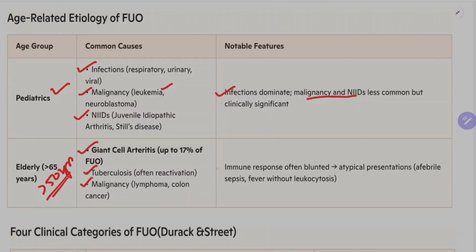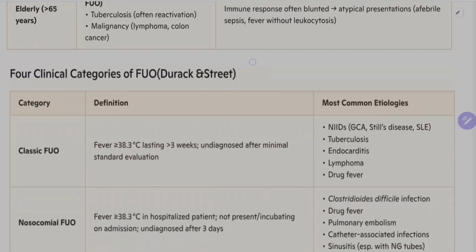So one point to note is immune response is often blunted in elderly individuals. That's why they have atypical presentations, meaning afebrile sepsis. So the patient will have sepsis without fever, or they may have fever but there will be no leukocytosis. Sepsis without fever or fever without leukocytosis. So that's about the age context of causes of fever based upon the age.